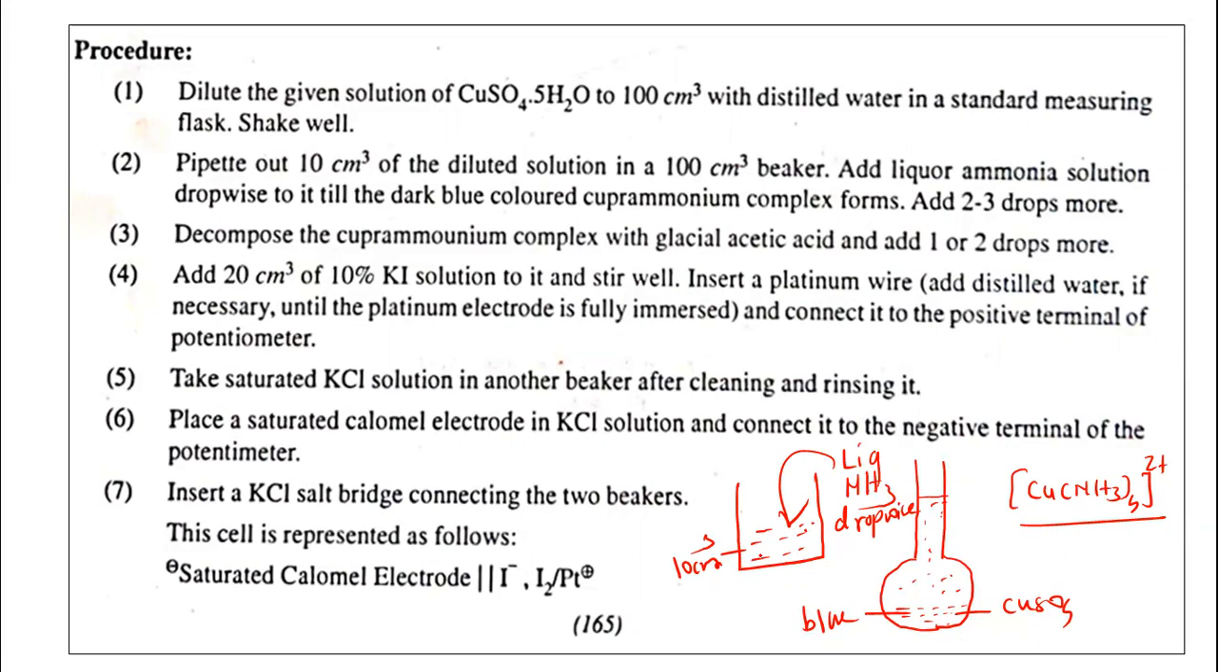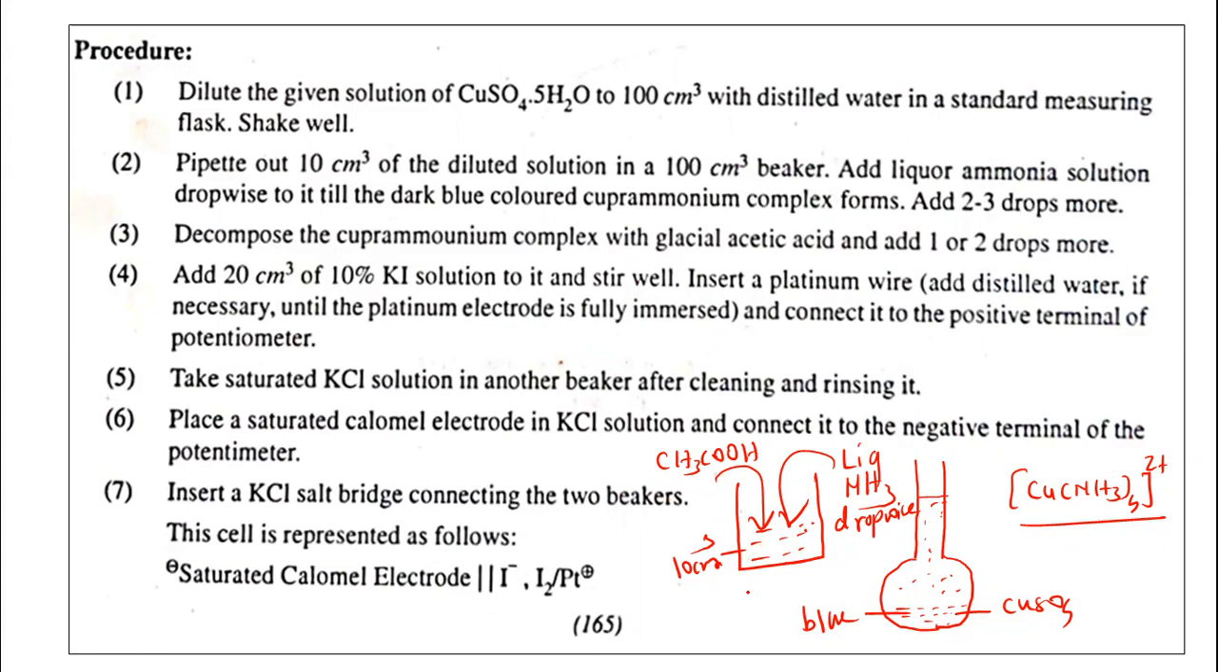Then later on we have to add the glacial acetic acid here. We have to add 1 or 2 drops in excess. So what happens here? Due to the addition of the glacial acetic acid, the blue color of the complex disappears here.